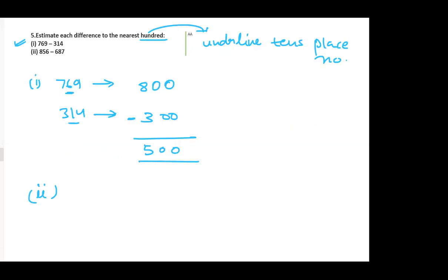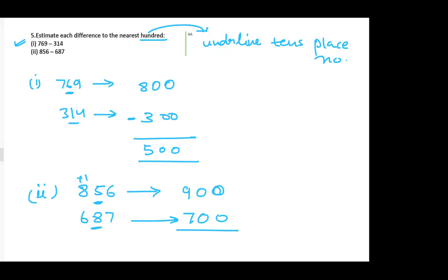In question number 1, we have rounded off 769 to the nearest 100, we'll get 800, and 314. Round off 314 to the nearest 100, you'll get 300. Then subtract 300 from 800, you will get 500. Second question, you have to do. So 856 round off to the nearest 100, you'll get 900, and 687 to the nearest 100, you will get 700. Now subtract 700 from 900, you will get 200 as your answer. This is the answer. Clear, students?